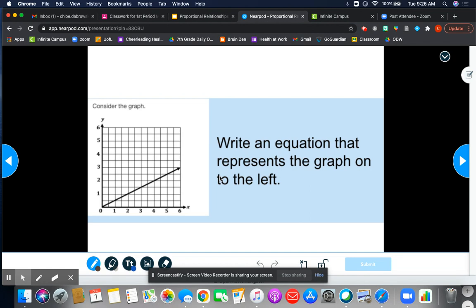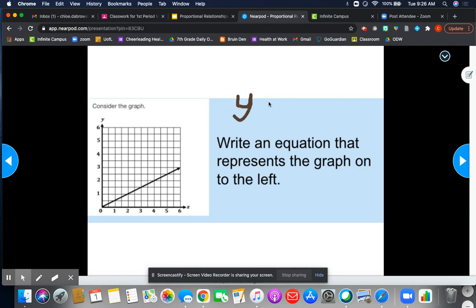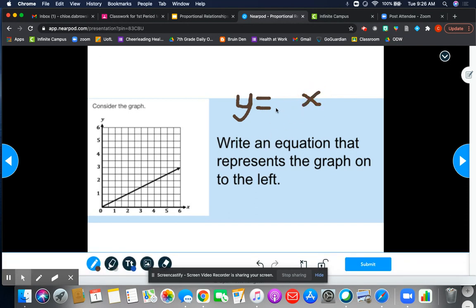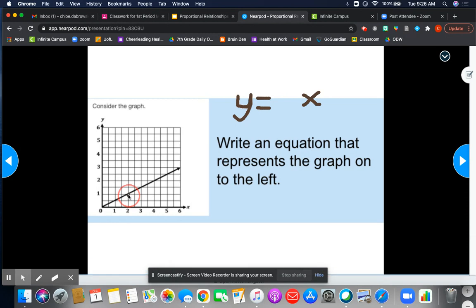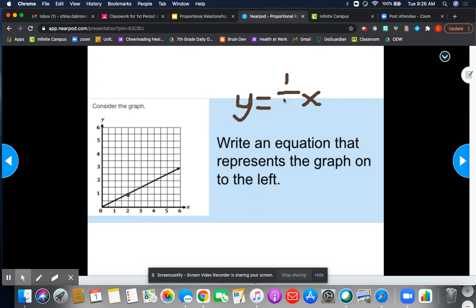All right, so when we are writing an equation, remember they always want it in y equals mx format. Our m is our COP, or our unit rate. So I'm just going to leave that space blank for now. So it's y equals whatever my unit rate is, x. So I'm going to go over to this graph, figure out where one of my points meet. If I see a point right here, I take my y value divided by my x value, and you can leave it as a fraction.